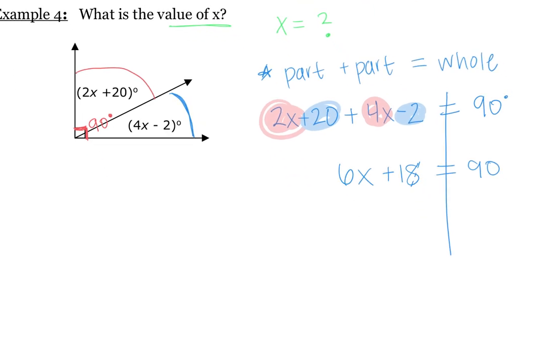Okay, remember the goal is to solve for x. So I need to move that 18 to the other side. Subtract 18 should be your next step. I'm gonna bring down that 6x. 90 minus 18 should be 72. Okay, I need to divide by 6. That should be my last step. When I use my calculator, 72 divided by 6 should be 12.